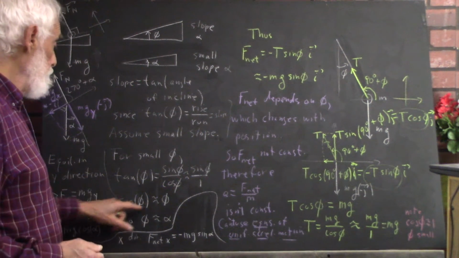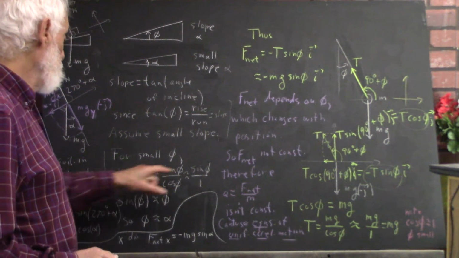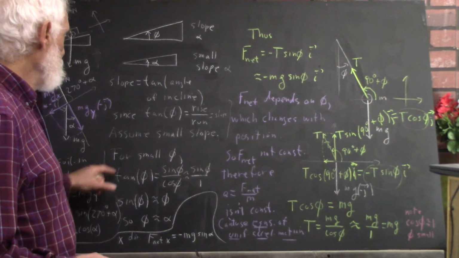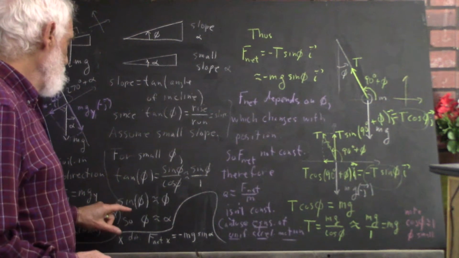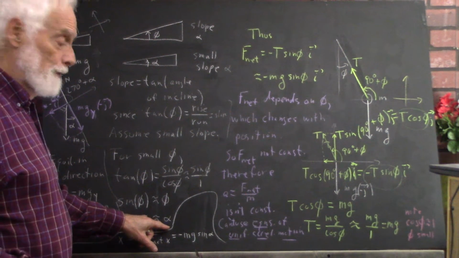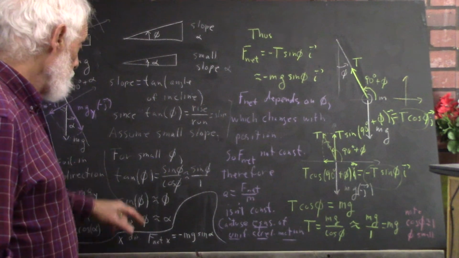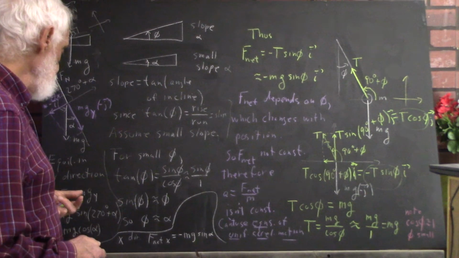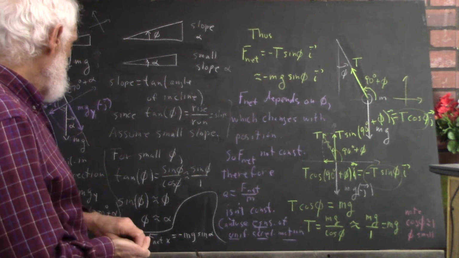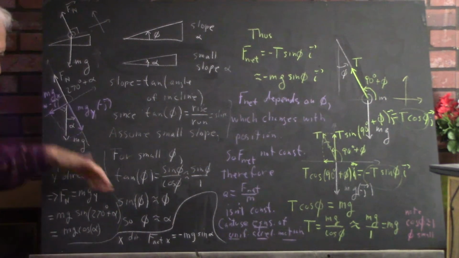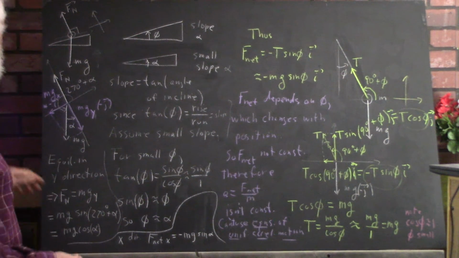So, if sine phi is approximately equal to phi, and tangent phi is approximately equal to sine phi, and tangent phi is equal to alpha, it turns out that phi has to be approximately equal to alpha. Put all that together, it's pretty simple. Okay. Now, I didn't quite have enough room to do all this, but it should show up pretty well in the video.